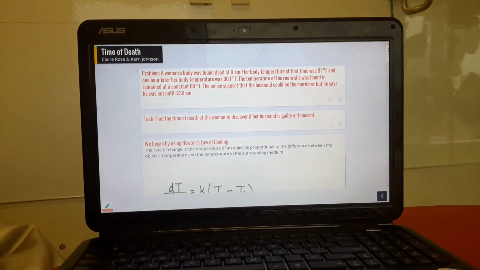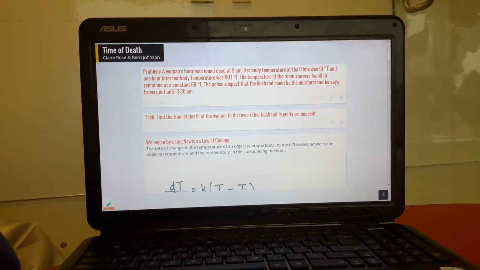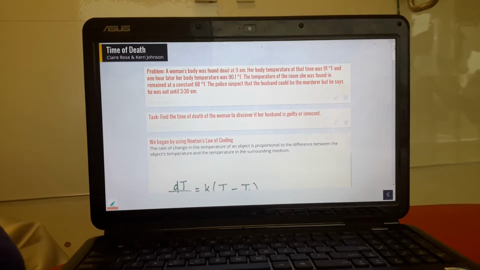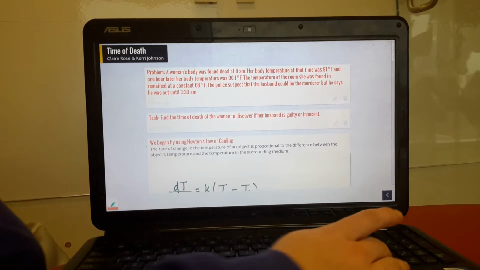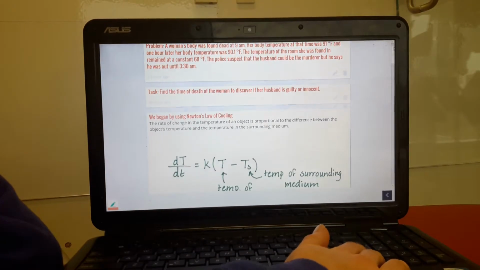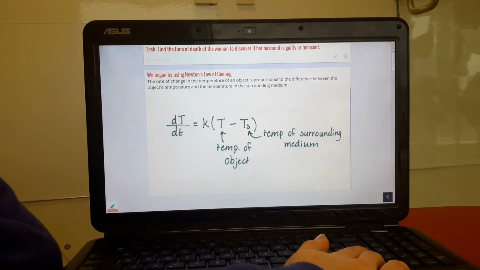So the police suspect that the husband could be the murderer, but he says that he was out until 3:30 a.m. So we're supposed to find the time of death of the woman to discover if her husband is guilty or innocent. So we began by using Newton's law of cooling.